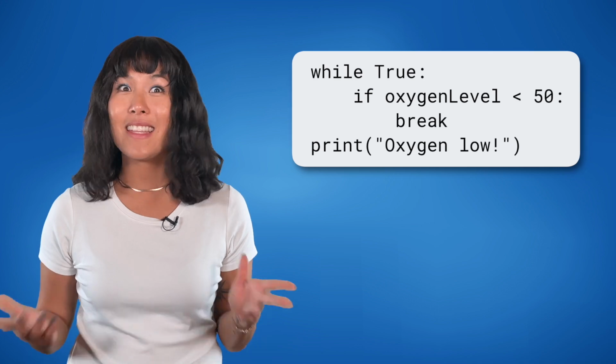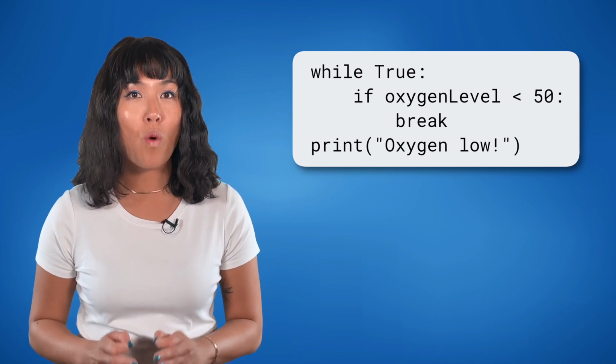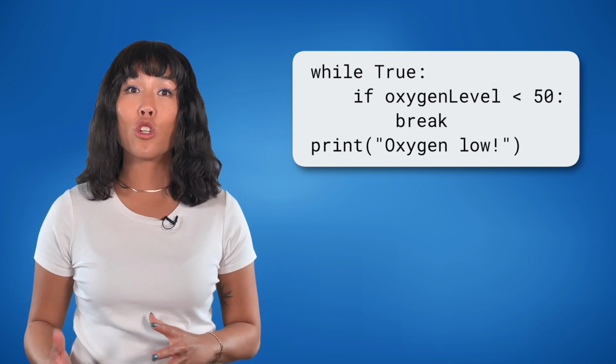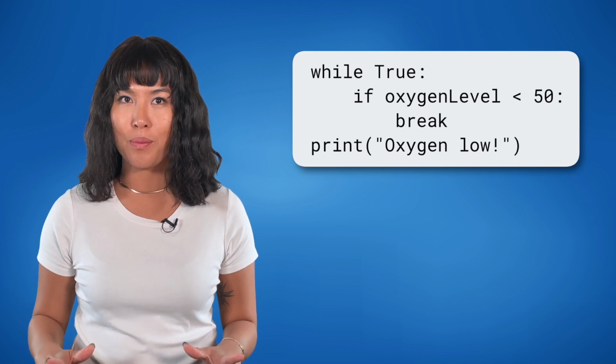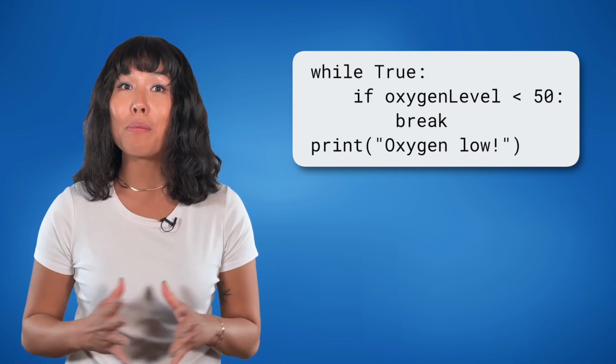Great job! This is how it should look. We start with a while true loop. If the oxygen level drops below 50, we exit the loop. Then oxygen low will be printed to the screen.